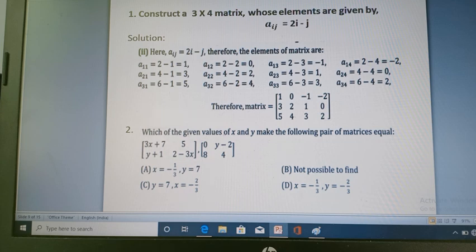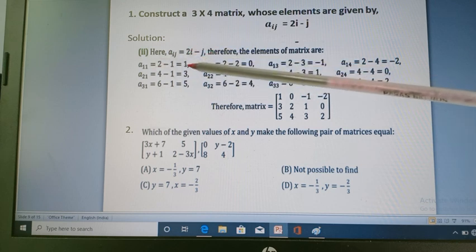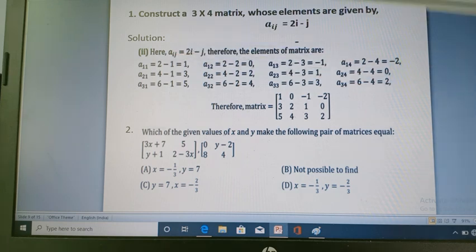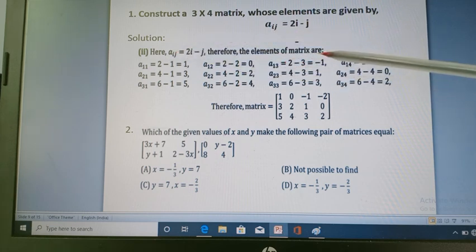Okay students, let us discuss some questions based on that. Here we have to construct a 3 by 4 matrix whose corresponding elements are given by aij equals 2i minus j, where i is the row number and j is the column number. When you put i equal to 1 and j equal to 1, we get the first element A11, which is 2 into 1 minus 1, that is 1. Similarly, when i equals 1 and j equals 2, you get the second element A12, so 2 minus 2 is 0. When i equals 1, j equals 3, 2 minus 3 is minus 1. When i equals 1, j equals 4, we get minus 2.